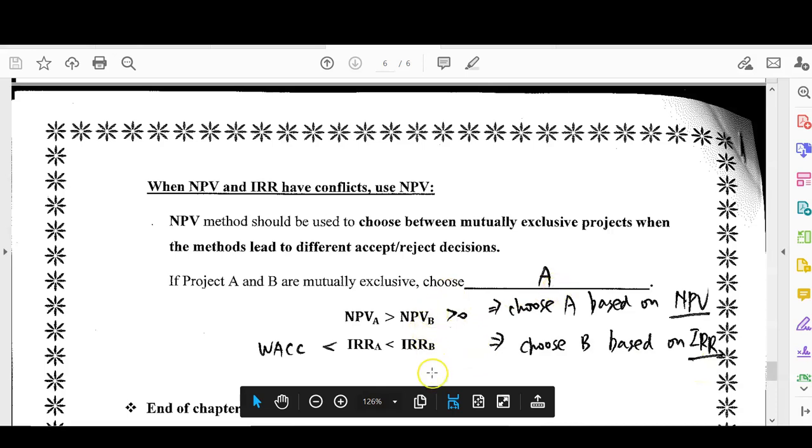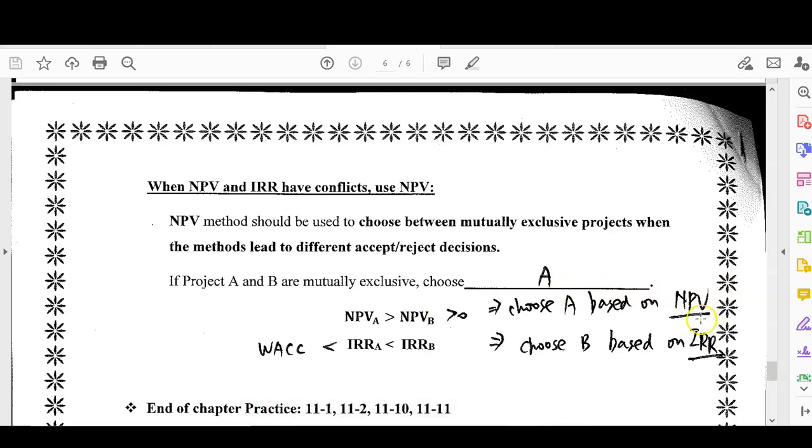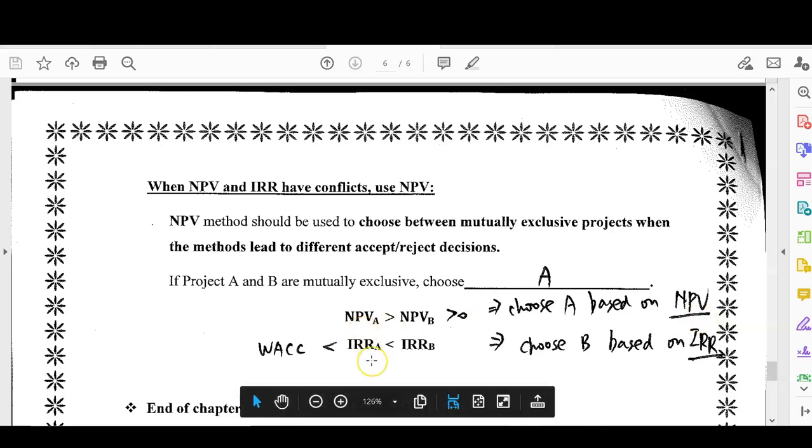Okay, if we know all of the information here, we would go with the choice we made based on NPV because we think NPV is a better measure than IRR. Okay, we would choose A.